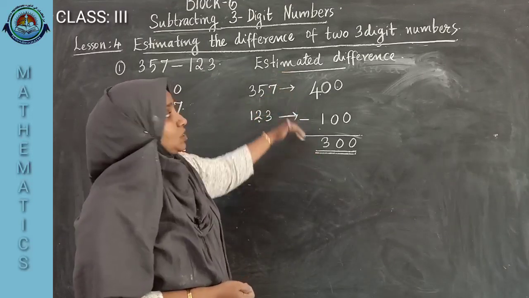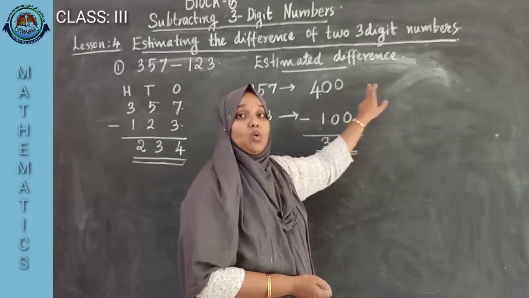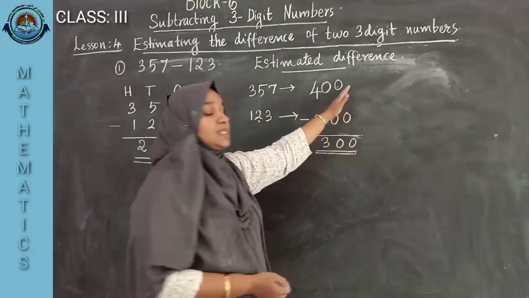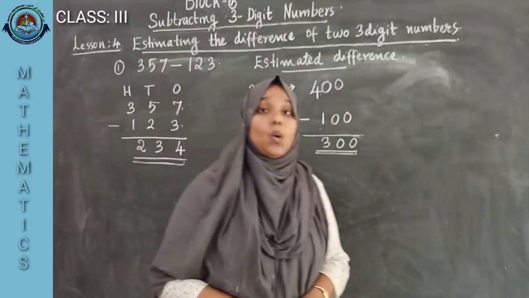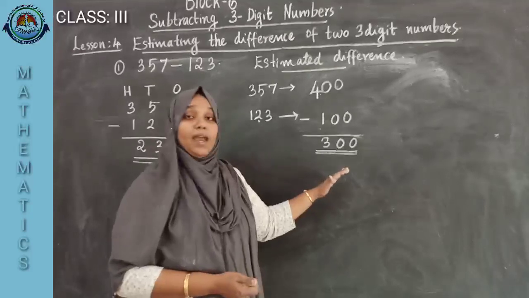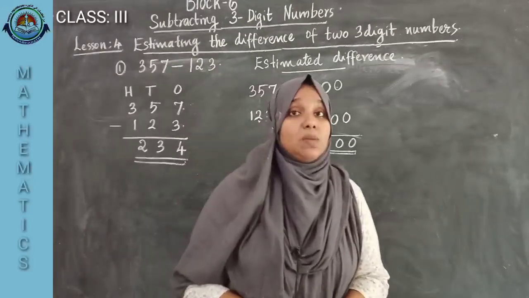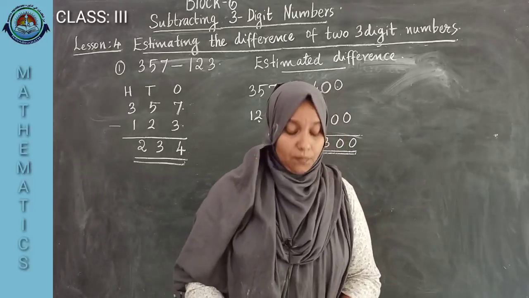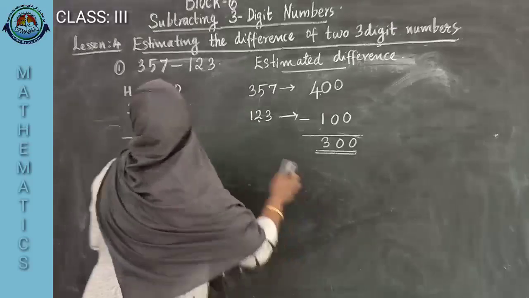Children, after the estimation, we get simpler numbers. When we round off these numbers, we get simpler numbers, and the calculation becomes easier. That's why we are estimating the difference. Okay, and we can do one more example.